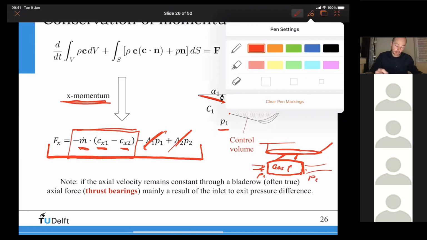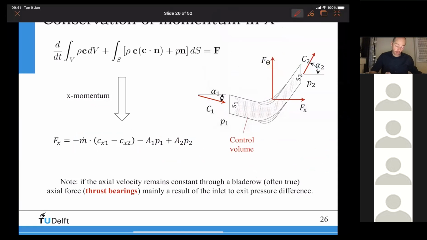Clear? Because the pressure thrust drops out. But for a turbine stage, it's exactly the opposite. For a turbine stage or compressor stage, it's most of the time the opposite. You are trying to design a turbine stage or a compressor stage in such a way that the axial velocity components are the same at the inlet and at the outlet, which means this minus this will be 0. The momentum thrust on a turbine stage is 0.